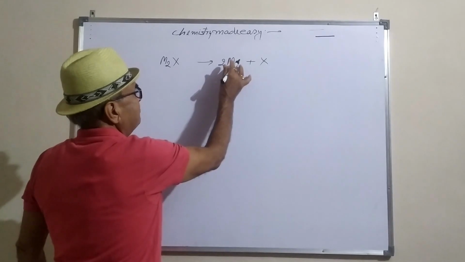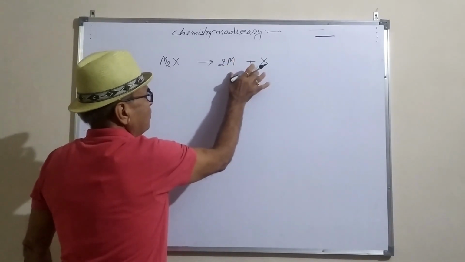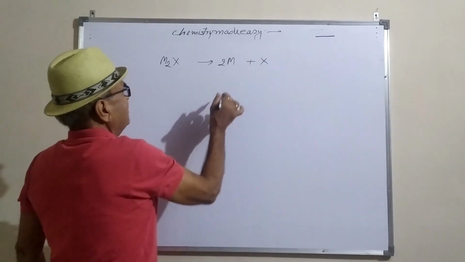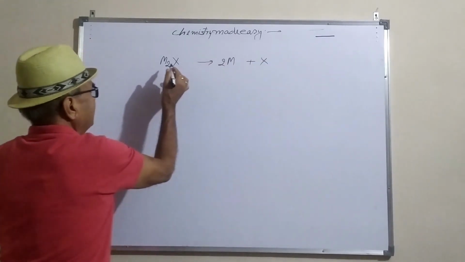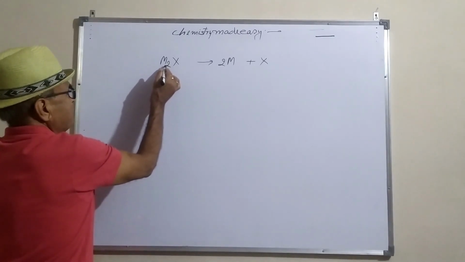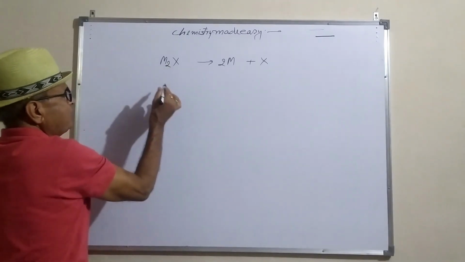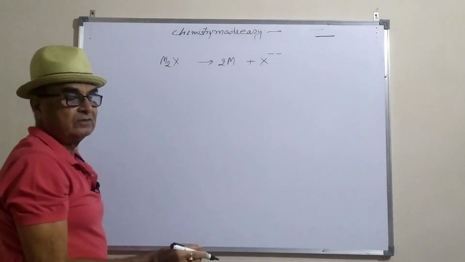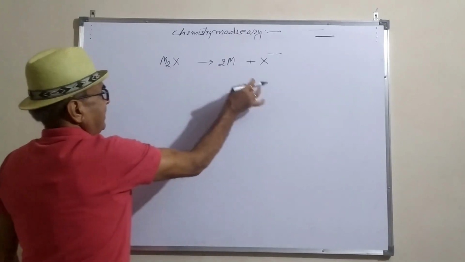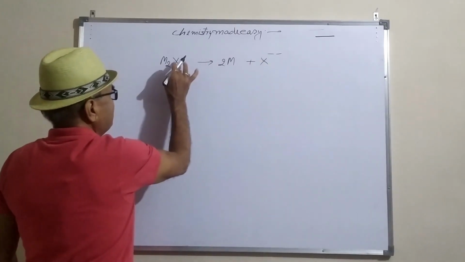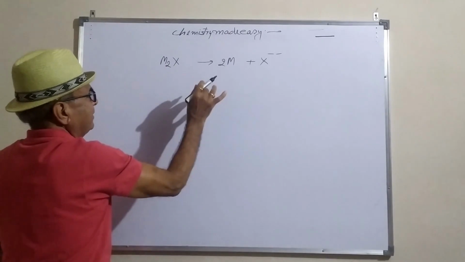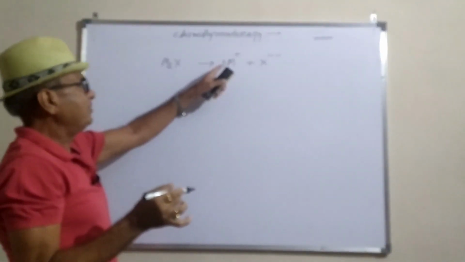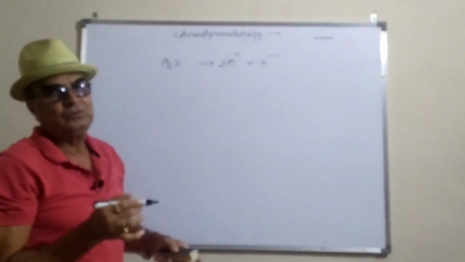So what is the charge? You should know the charge on this M and X ions. Here M is multiplied by 2, which means X is 2 negative, and X is multiplied by 1, so M is 1 positive.